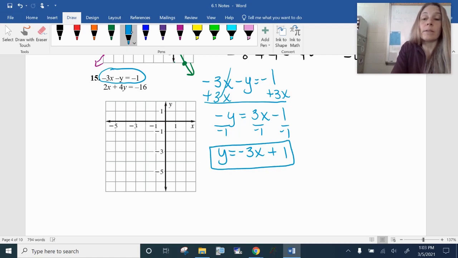If I go to graph this, my y-intercept is this positive 1. My slope is the negative 3, so down 3 to the right 1, down 3 to the right 1.